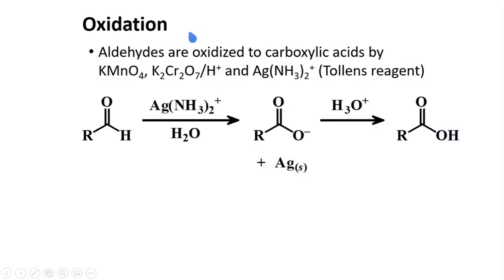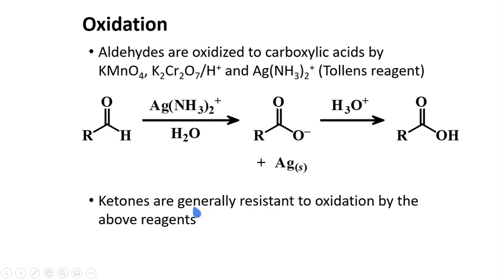Now to oxidation. Aldehydes are oxidized to carboxylic acids by potassium permanganate in the presence of a base, potassium dichromate, and silver amine, also known as Tollens reagent. Here I use silver amine. If you react it with an aldehyde in water, you will produce a carboxylate and solid silver, which will form a silver mirror in your glassware. This carboxylate can be protonated further to form the carboxylic acid.